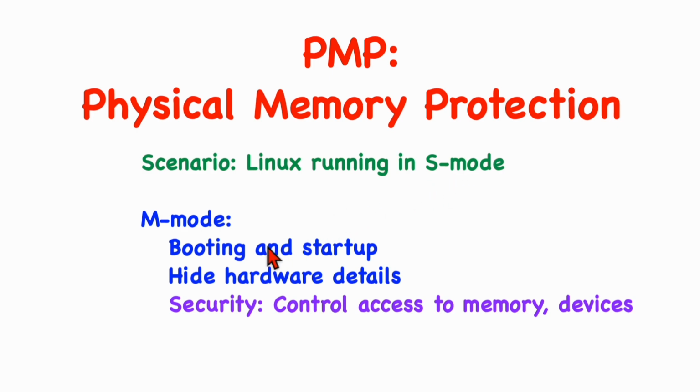Machine mode code will be used for booting and startup and to configure and set up the hardware. In order to make the kernel portable, we need to hide as many of the hardware specifics from the kernel as we possibly can. We want to force the kernel to use a standard interface to machine mode code so that the same kernel code can be run without any changes on different hardware platforms. All hardware-specific details should be handled only by machine mode code and should be hidden from the kernel software. Also, to enforce security, we may want to protect certain memory regions and some I/O devices from arbitrary access by the kernel.